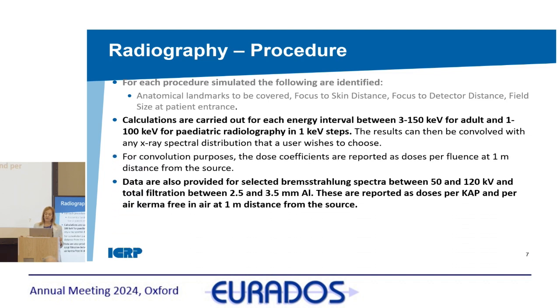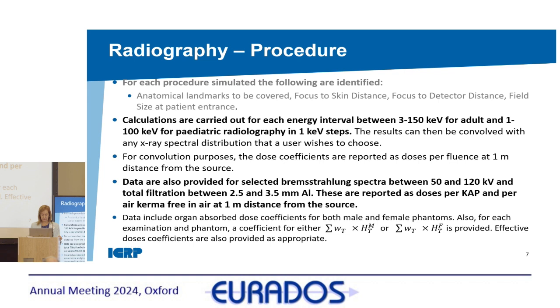For those users who don't want to construct their own spectra, we are also giving about 800 data sets from some selected Bremsstrahlung spectra, and these are reported as doses per kerma area product and per air kerma free in air at 1 meter distance from the source. The data include organ doses separately for male and female, and also the effective dose.